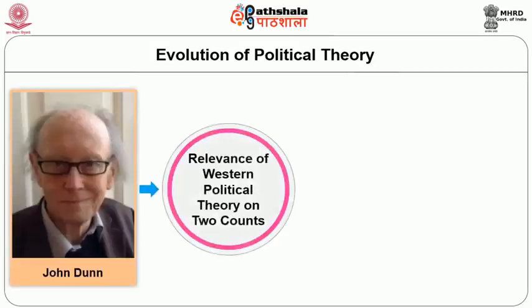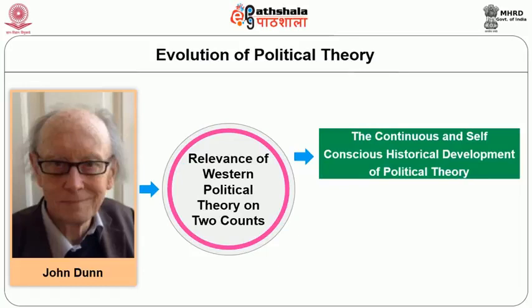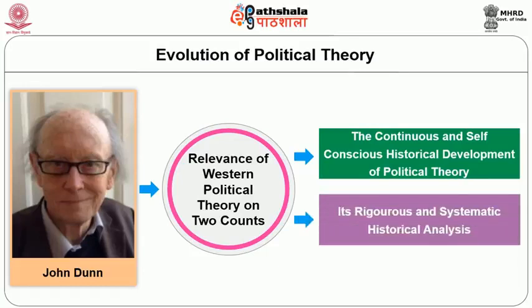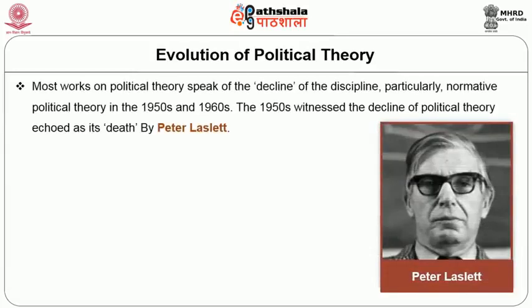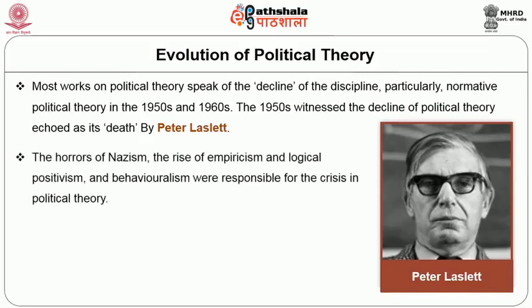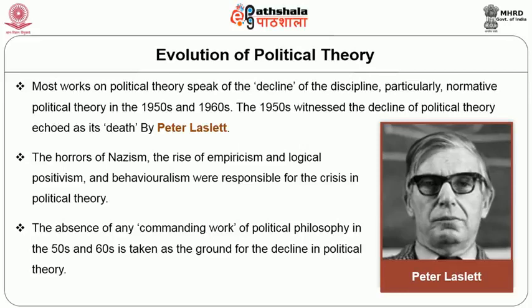John Dunn, for instance, defends the relevance of Western political theory on two counts: the continuous and self-conscious historical development of political theory and its rigorous and systematic historical analysis. Most works on political theory speak of the decline of the discipline, particularly normative political theory, in the 50s and 60s. The 1950s witnessed the decline of political theory as echoed by its death by Peter Laslett. The horrors of Nazism, the rise of empiricism and logical positivism, as well as behavioralism, were responsible for this crisis. The absence of any commanding work of political philosophy in the 50s and 60s is also taken as a ground for the same.